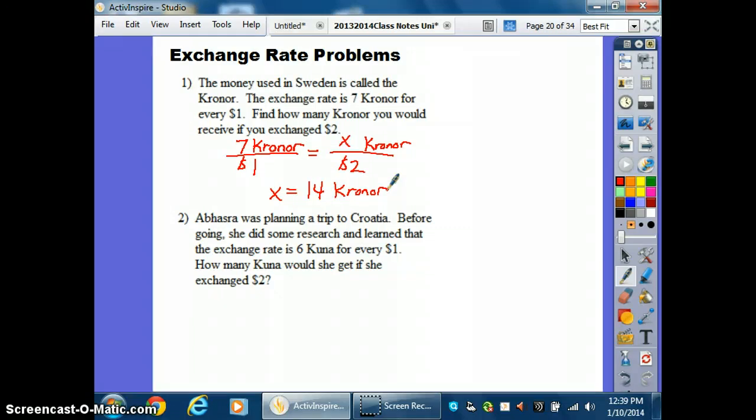Okay, next one. Oh dear. Abrahazra was planning a trip to Croatia, and before going she did some research and she learned that the exchange rate is 6 kuna for every $1. How many kuna would she get if she exchanged $2? Uh-oh, easy again. 6 kuna for $1. How many kuna for $2? Okay, everybody, what is it again? Just 6 times 2, you're going to get 12 kuna.